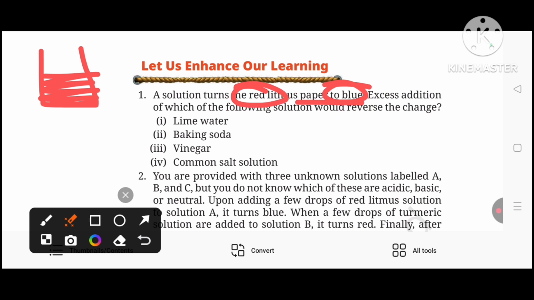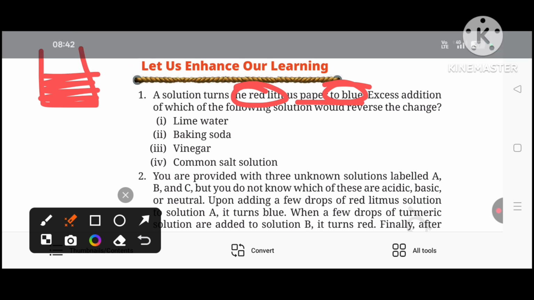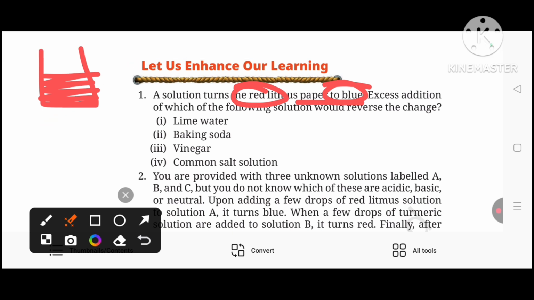If we add lime water, which is already basic in nature, as we have already done the nature of these solutions in previous lectures. So the lime water is basic in nature, so if we add the lime water into the solution, which is already basic, it will remain a base, so it will change red litmus into blue, but it will not keep the red litmus as it is. So this will not be the answer.